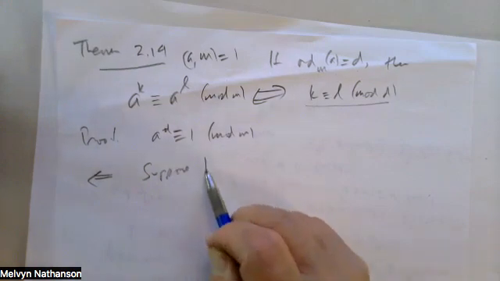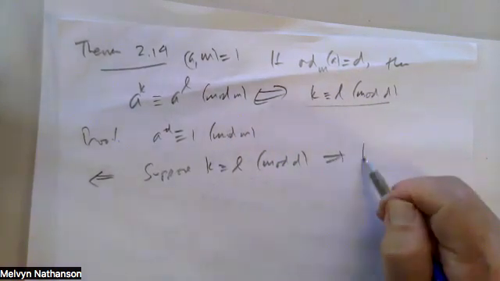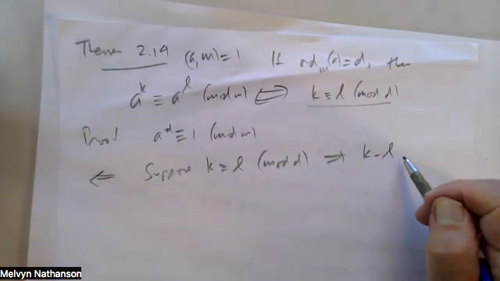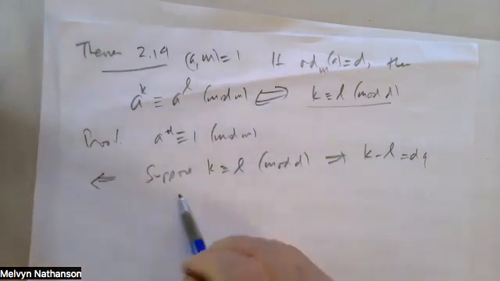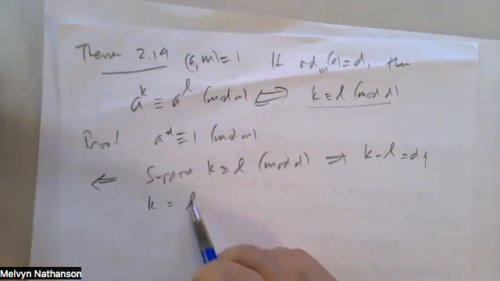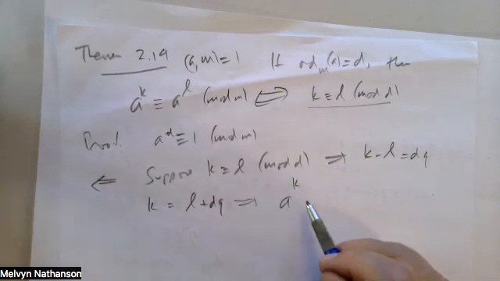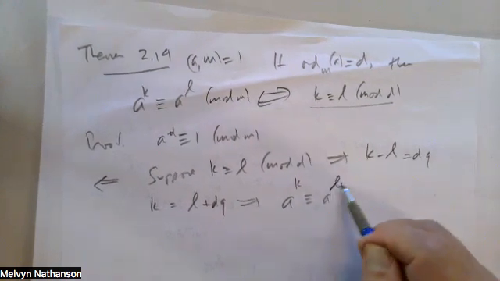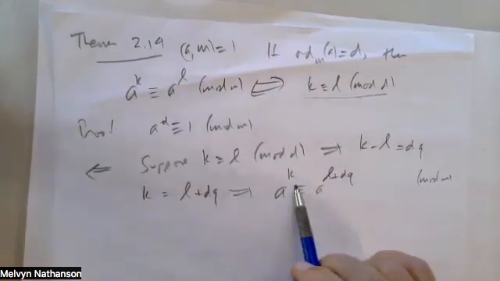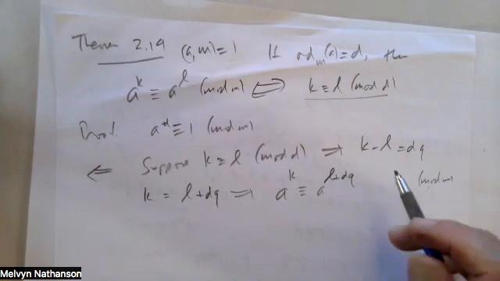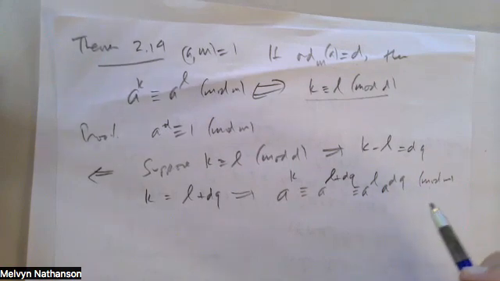So suppose k is congruent to l mod d. That means that k minus l is divisible by d, so k minus l is dq for some integer q, or k is equal to l plus dq. So that means that a to the k is congruent to a to the l plus dq, because the exponents are the same. But just by the rules of exponents, this is a to the l, a to the dq.